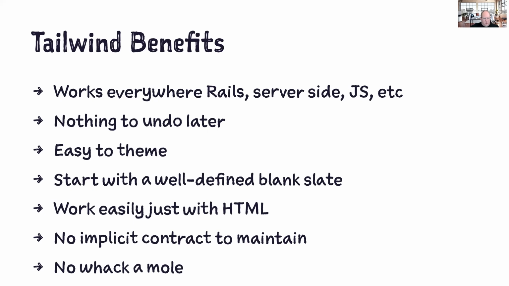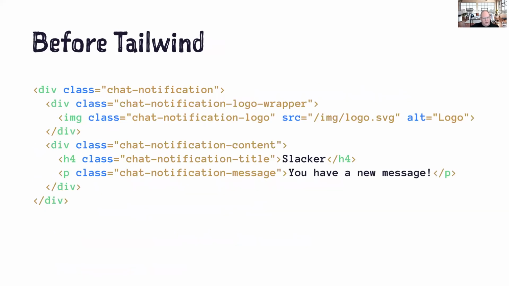Yeah, no whack-a-mole. There's no sort of contract to maintain between your markup and your CSS. And I think that was one of the other pains that I've seen building web apps over the years, is you've got the CSS requiring a particularly specific structure of markup, depending on how you do it, and that's tricky. So this is what we looked like before Tailwind.